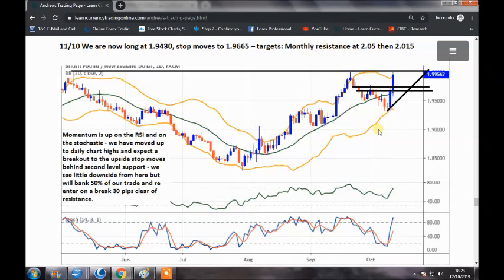How would I play this one? Very simply, get through the 2 level, hurdle the level, go up to 205, then 215. That's a long way to the upside. Dip back to this first level, I'd come off there as well. And this one's been the smoothest of the three.